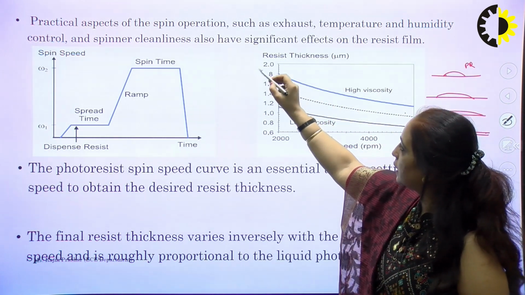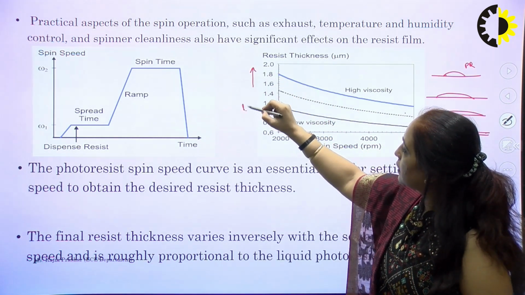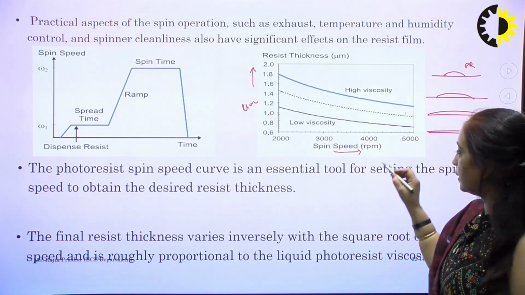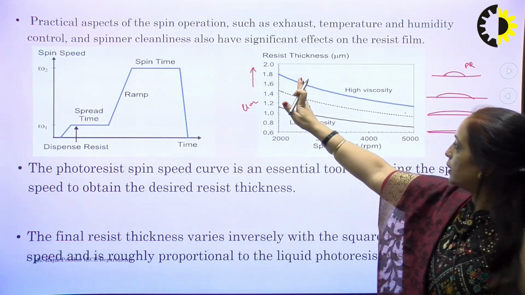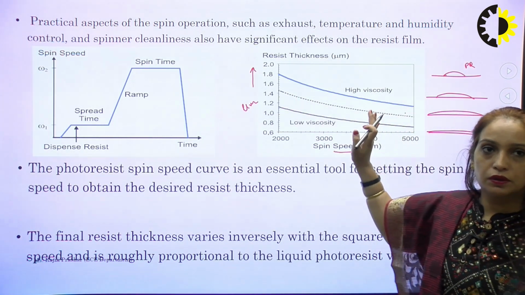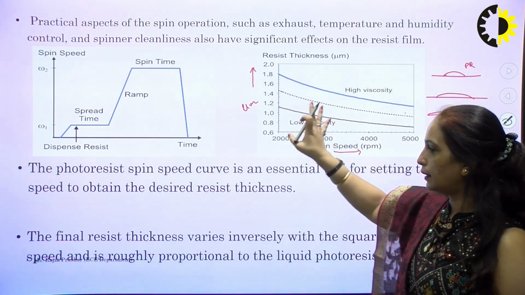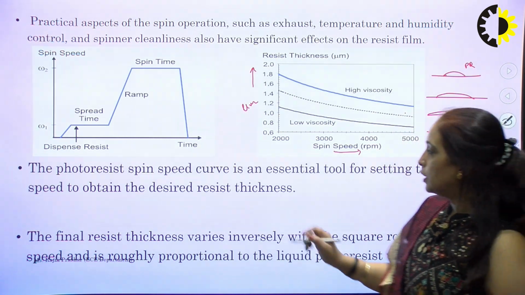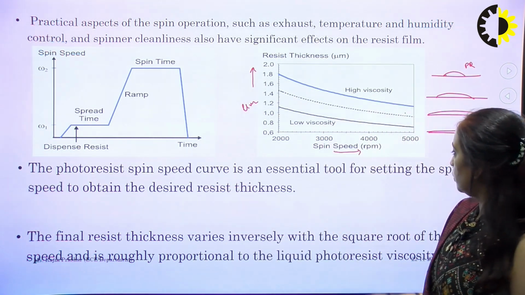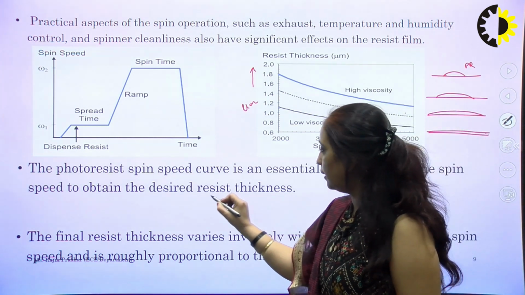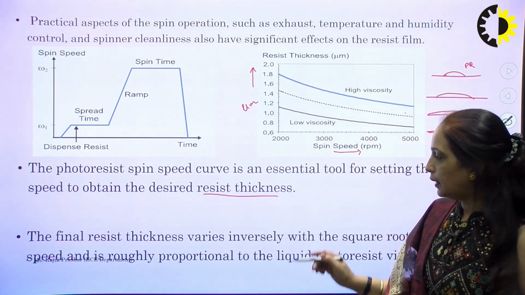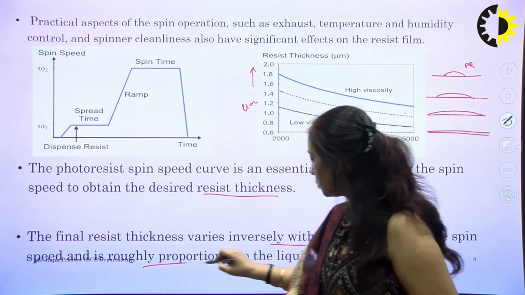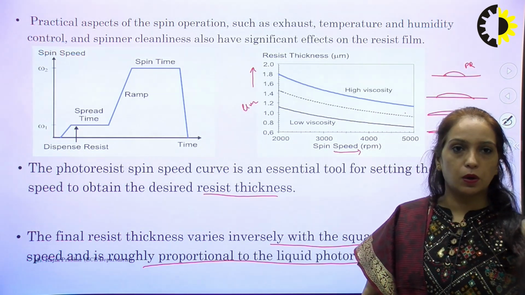Here we have the resist thickness on the y-axis, in micrometers, and the spin speed in RPM on the x-axis. We can see in the graph that if we have low speed, the thickness is very high. If you have very high speed, it decreases gradually, right? So the photoresist spin curve is an essential tool for setting the spin speed to obtain the desired resist thickness. And finally, the resist thickness varies inversely with the square root of the spin speed and is roughly proportional to the liquid photoresist viscosity, right?